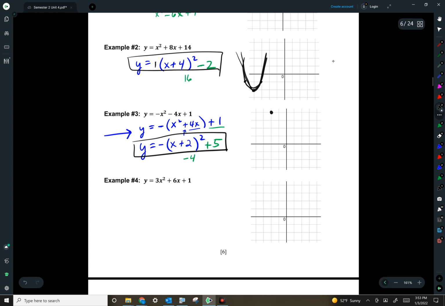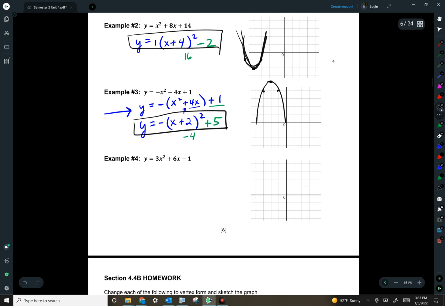1, 2, 3. Oops, I only went up 4, sorry. 5 units up. There I am. Because of that negative out in front, I know it's opening down. And because it's like a negative 1, it's a down 1 over 1. So it's the same basic width, it's just opening down, right?